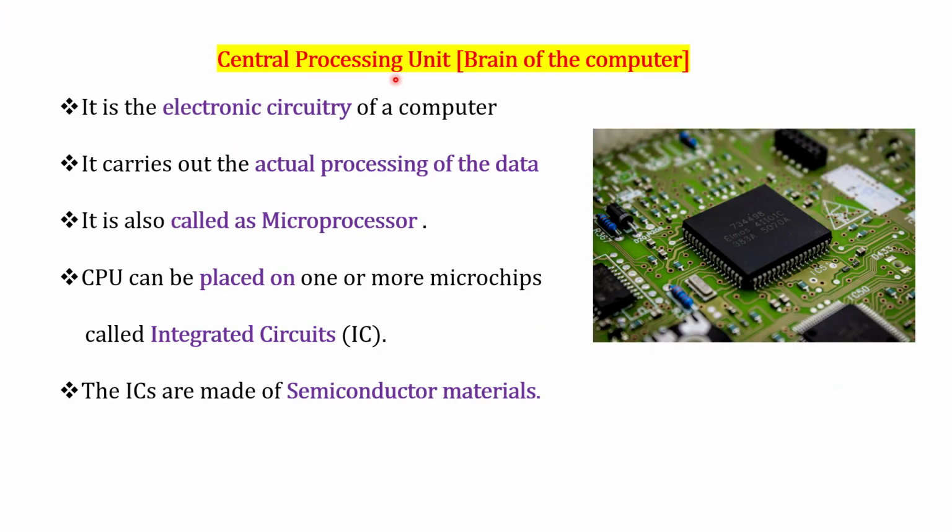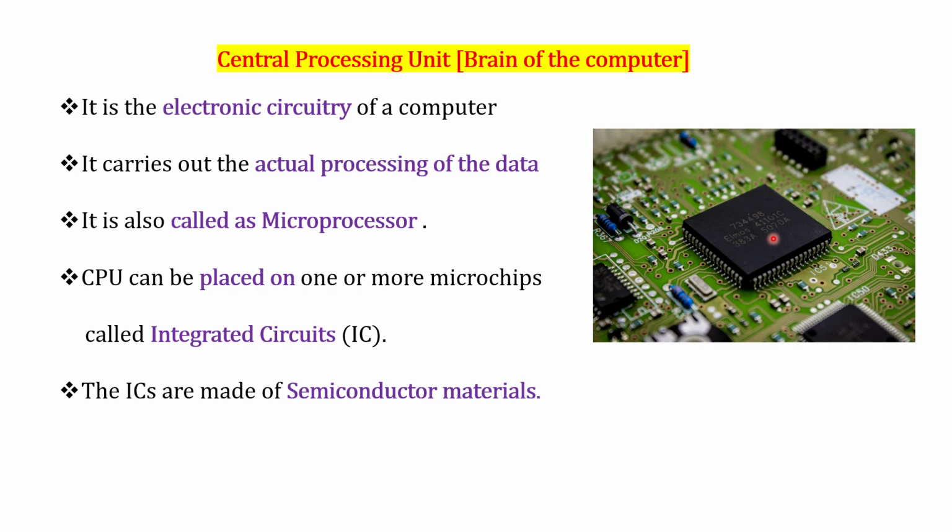And next is the central processing unit. It is called the brain of the computer. In short, we call it CPU. It is the electronic circuitry of the computer system. In this circuit only, the actual processing of the data is carried out. It is also called the microprocessor. The CPU will be placed on one or more microchips called ICs, or integrated circuits.